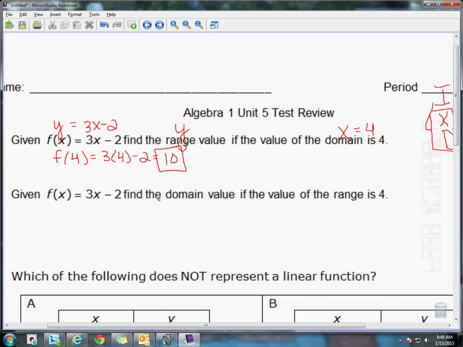Alright, number 2, you're given the same equation. Find the domain, so we're looking for x, when your range is 4. This time, since f of x is the same thing as y, we're going to replace that f of x value with 4, and we are going to solve for x. It's a simple two-step. Since it's minus 2, I'm going to add 2 to both sides. That crosses out. 4 plus 2 is 6. You got to get x by itself, so we're going to divide both sides by 3. And 6 divided by 3 is just 2.